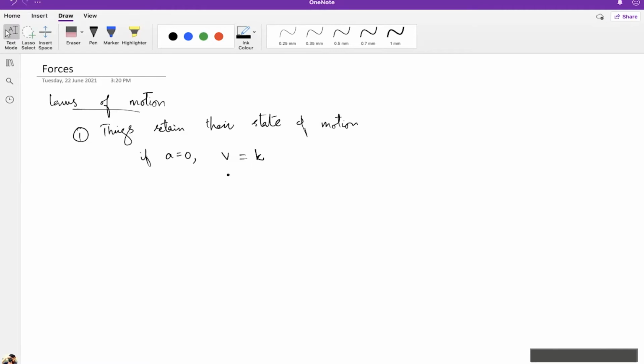And if things are moving with constant velocity, that's very important. If it's moving at constant velocity, then it will not change that. So it will not change its direction and it will not change its magnitude. Velocity is a vector. So velocity is going to be constant in the case acceleration is zero. Usually it's phrased like that: things that are stationary will remain stationary and things that are moving at constant velocity will remain moving like that unless acted upon by an external force. And that is the same as saying if acceleration is zero, velocity will be constant.